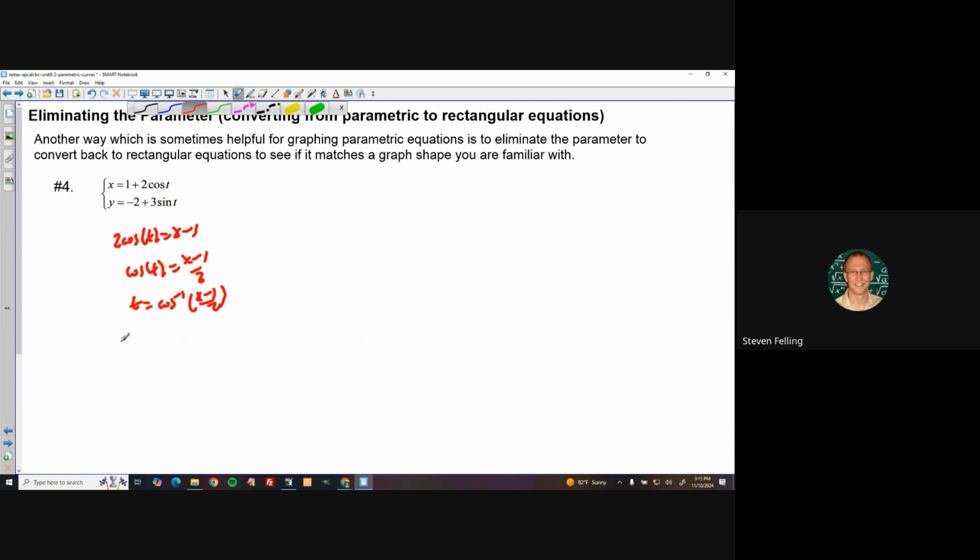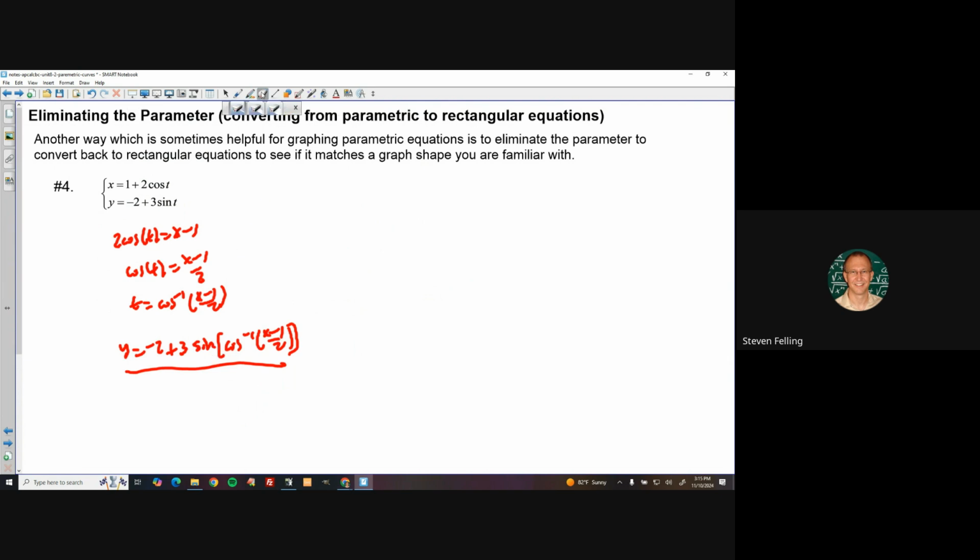And then you can plug it into the other one. Y is negative 2 plus 3 times the sine of the inverse cosine of x minus 1 over 2. So that's what we just described. Solve for t, plug it in. But unfortunately, this is not easy to graph, right? It's very difficult to figure this out. So that's not particularly helpful.